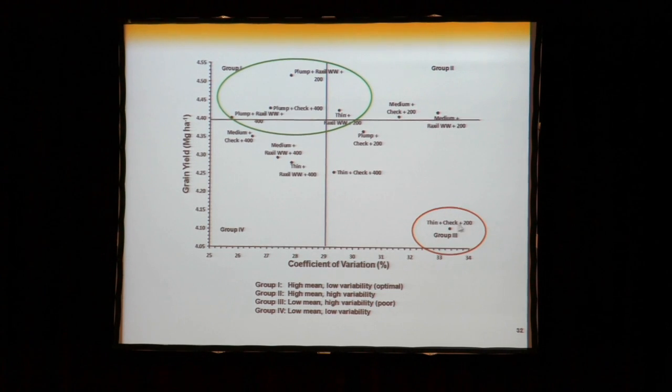Again, the lowest one was that poor, thin seed, no seed treatment, low plant population. And what's interesting, by adding just the seed treatment to that one, that actually brought it up above average yield, but still a little bit variable, which is this one right here.